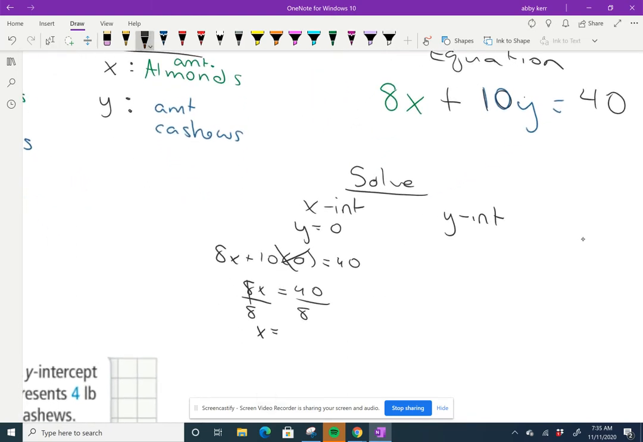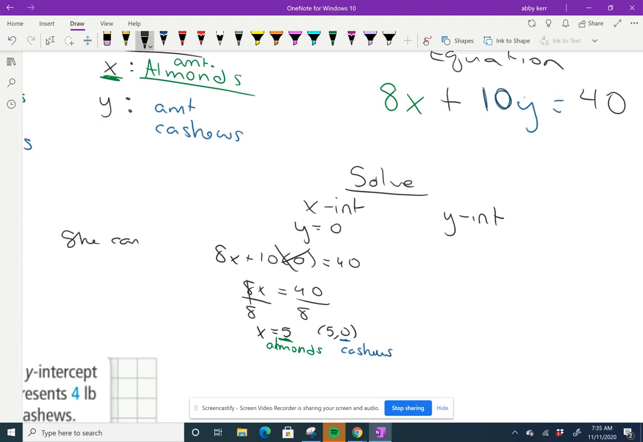And then we have x equals 5. Now, we have an ordered pair 5, 0. But this actually now has meaning to it. Remember our x from our unknown was the amount of almonds. So with her budget, she can buy 5 pounds of almonds. And then our y value is the amount of cashews. So that's a combination of product that she can buy.